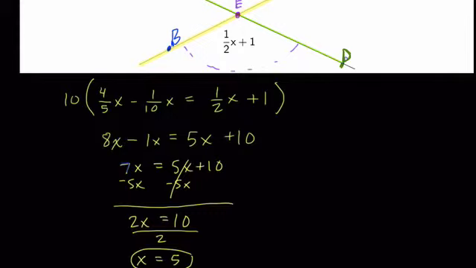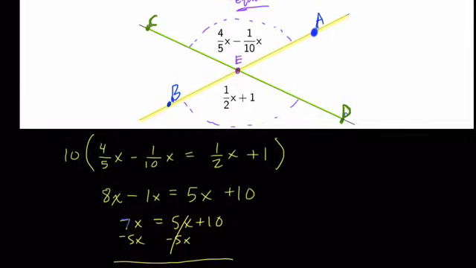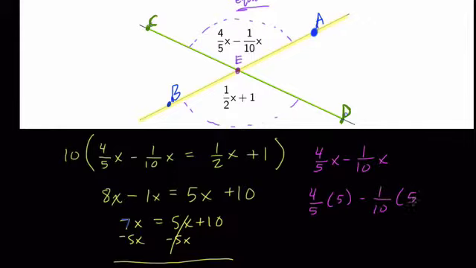Now here, let's just go back and be careful, because they say, what is the value of each angle? So here, we can plug 5 back in, because 5 is just the value of x, to either equation. And just to make sure we're correct, I'll plug it into both. So we have 4/5 x minus 1/10 x. X is 5, so we have 4/5 times 5 minus 1/10 times 5. And that's 20 over 5, which is 4, minus 5/10, right? Which is, what's that? Well, it's 1/2. So according to this, 4 minus 1/2 is 3.5.